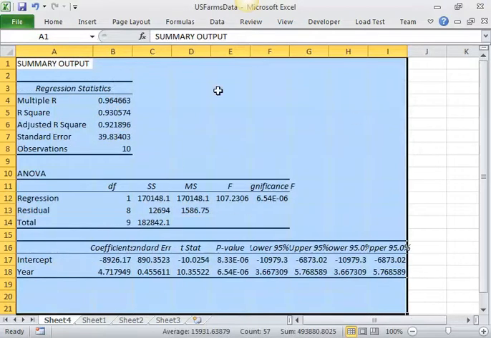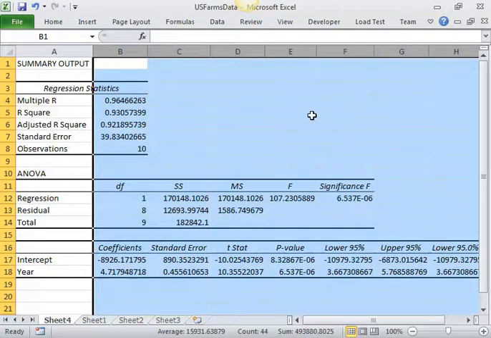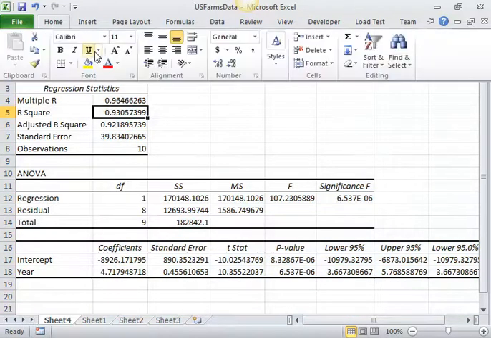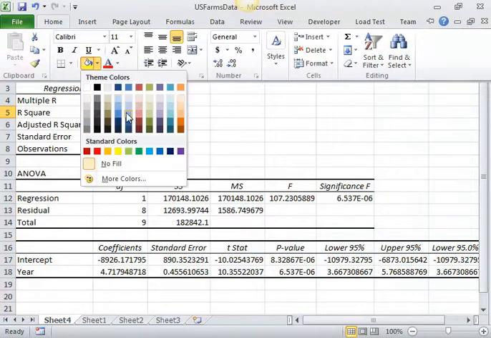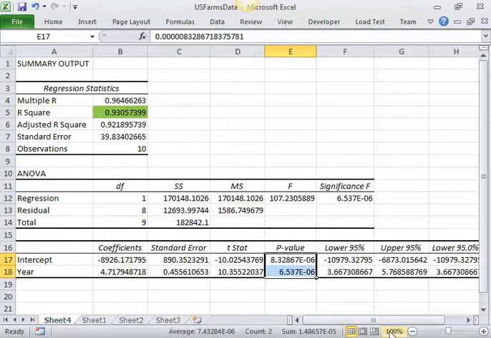Okay, we're looking at our regression output, and we have a lot of information here that is helpful for people who deal with statistics. But for our purposes, the main thing we're going to look at is the R squared. The R squared lets us know basically the percentage of the variation in the data that we regressed that is explained by this regression. And this is saying that 93% of our variation is explained by this regression, which is pretty good. The next thing I would ask you to look at is the p-value.